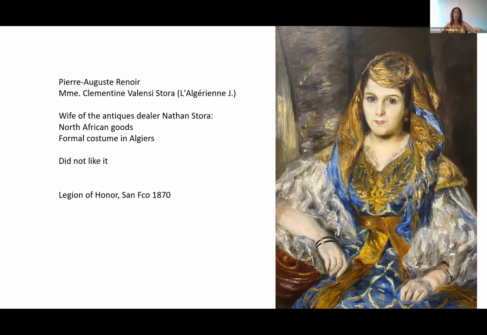Renoir, who's going to paint many portraits. Here we have him painting Madame Clémentine Valensi Stora. It's also called L'Algérienne because she was from Algiers, she was Jewish, and she was the wife of an antiques dealer, Nathan Stora. And what we see here is that Renoir is going to choose painting her with her classical or traditional costume from Algiers. But what she wanted to do was to belong to society, to belong to the Parisian society. So she did not like this painting at all.